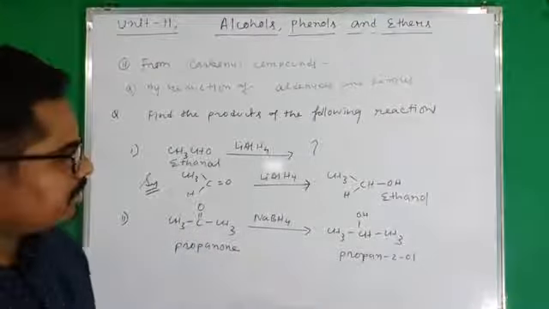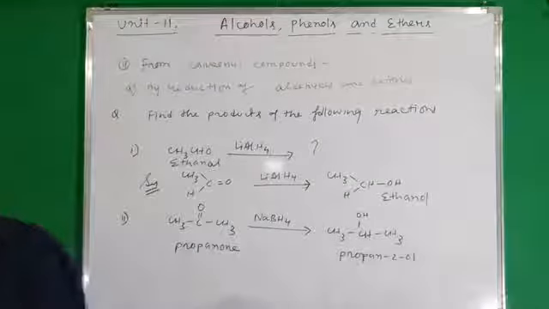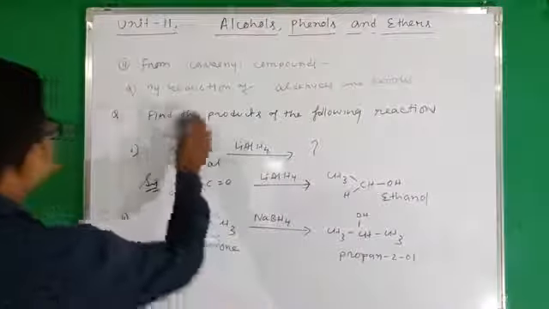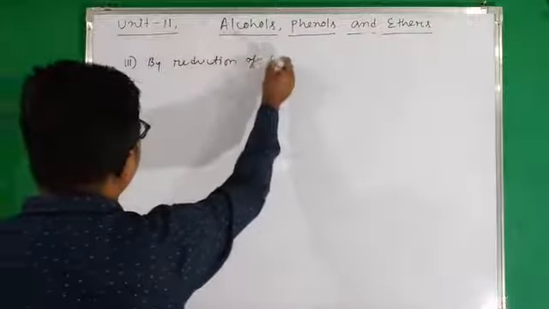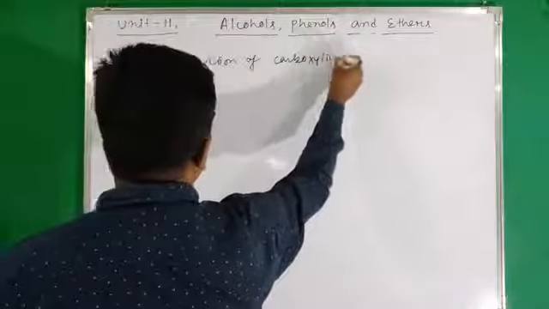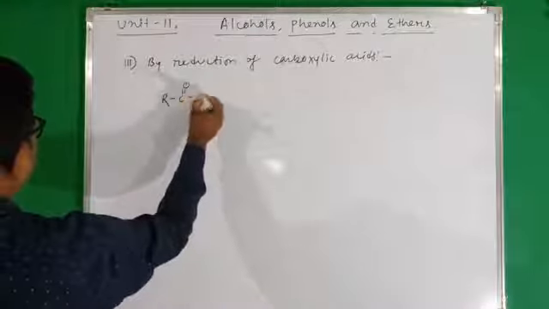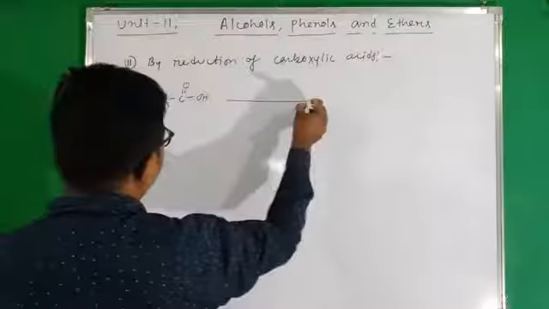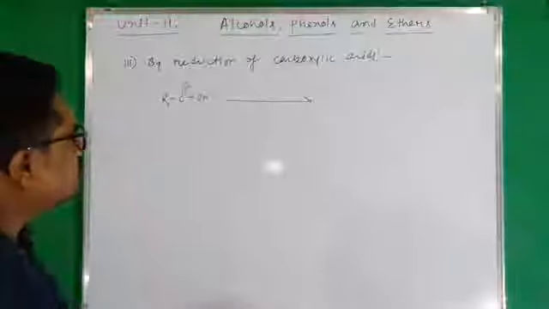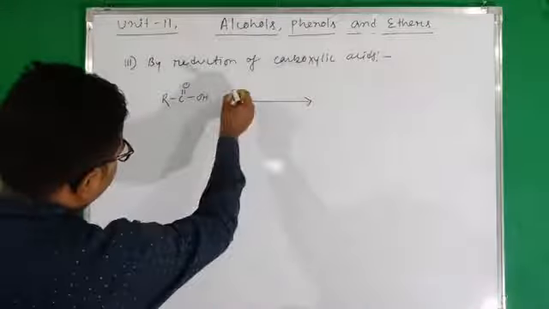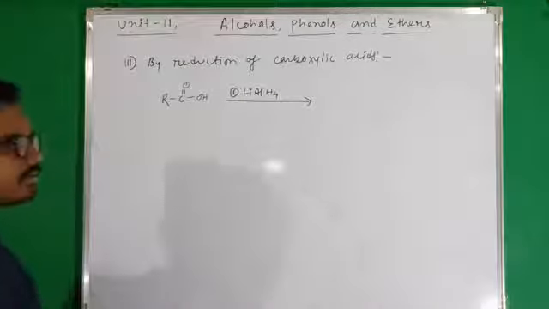Now let us consider another method for preparation of alcohol, and the method is number 3, by reduction of carboxylic acids, and this one is the formula for carboxylic acid. Now we will reduce carboxylic acid, and always remember that a weak reducing agent will not reduce carboxylic acid. To reduce carboxylic acid we have to use a strong reducing agent, and that reducing agent is lithium aluminium hydride.